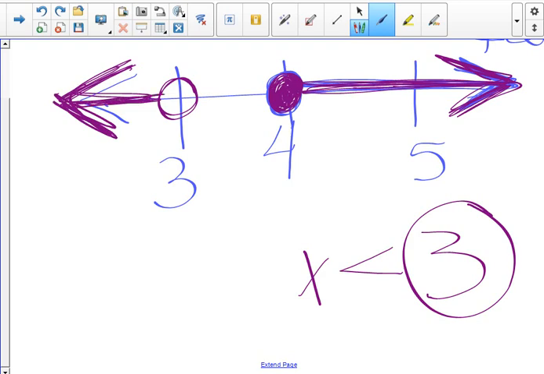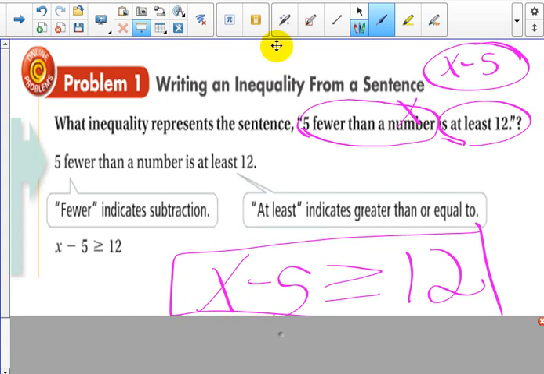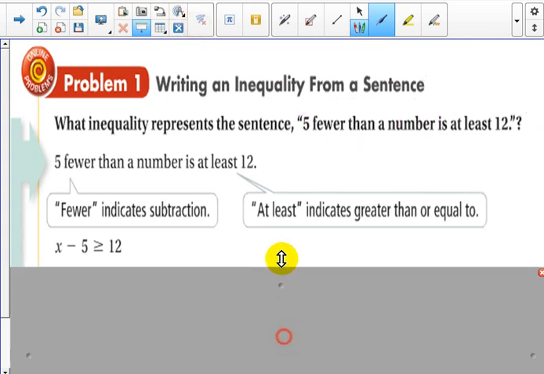All right? And that's how you do that. It goes on to the negative infinity. Any questions about that? These are our symbols that we're going to use, and this is how you use them. So this brings us to our first problem.